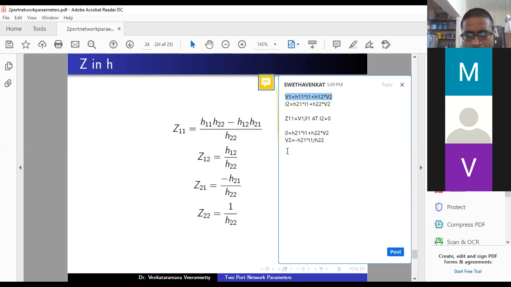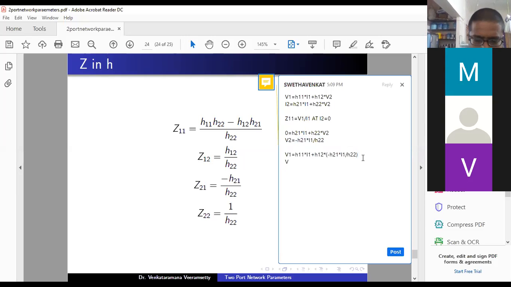Right? So what happened? The first equation will become V1 equal to H11 into I1 plus H12 multiplied with V2. V2 equal to this one, so instead of V2, you can place this expression. That's it.